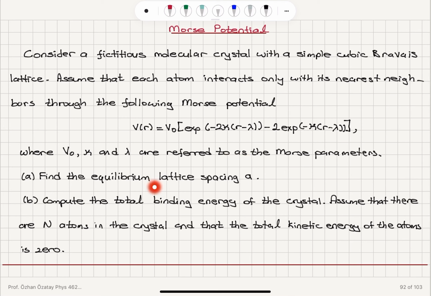Part A, find the equilibrium lattice spacing a. Part B, compute the total binding energy of the crystal. Assume that there are capital N atoms in the crystal and that the total kinetic energy of the atoms is 0.